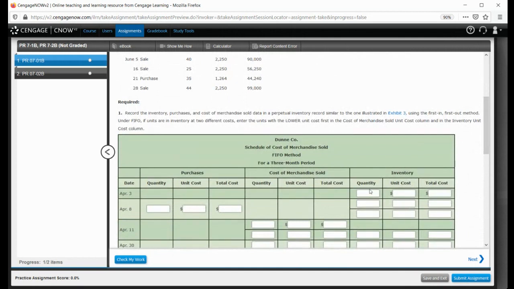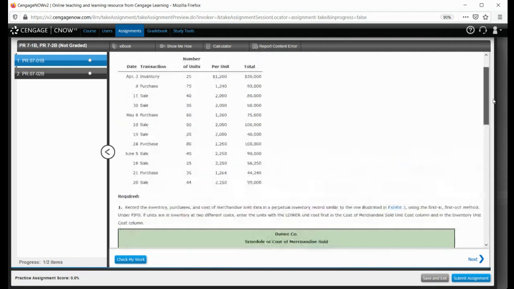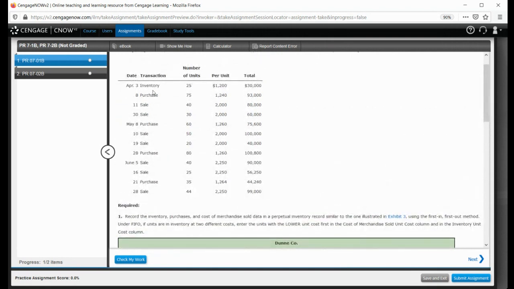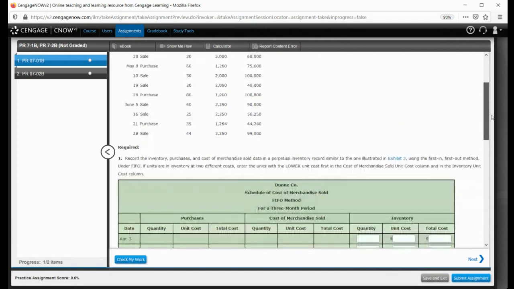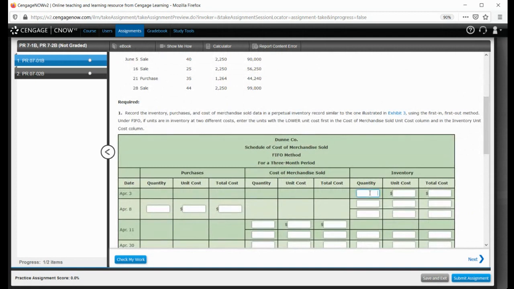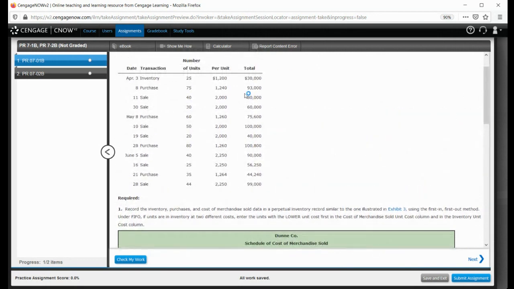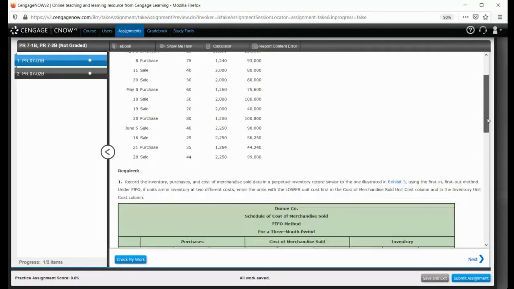So in the April 3rd transaction, we're not recording a purchase, because this April 3rd inventory came from last month's ending inventory. Really, we had on the last day of March 25 units left in our inventory count. So we would start with those 25 units, and we're going to put a unit cost on those inventory items, which was $1,200.